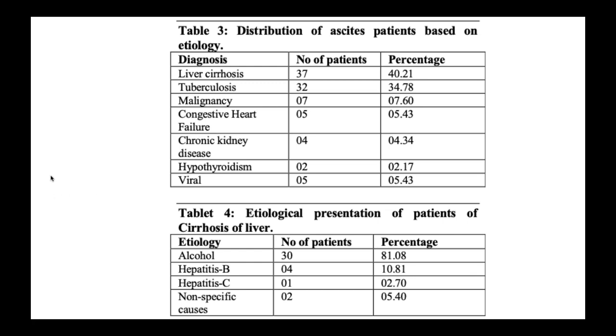Amongst the cases of cirrhosis, again, alcohol was the highest. Then you had hepatitis B. C was not that common. Okay.